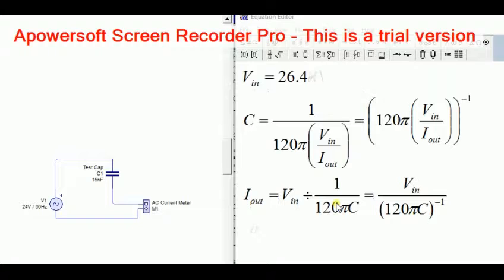You can see over here we have a 15 nanofarad capacitor. That's what we're going to be testing today, and we'll see if we get 15 nanofarads measured. Then in series with it, there's an AC meter.